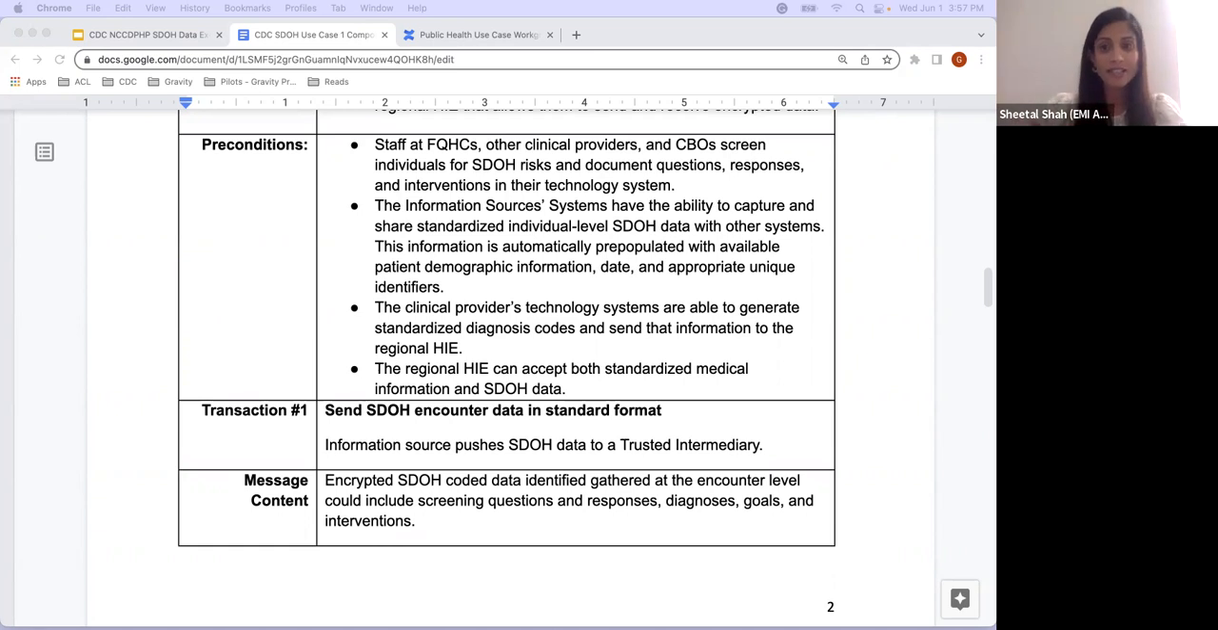And Art, thank you. I see your comment in the chat. A precondition is that all entities have signed governance agreements to enable the sharing of data, whether identified or de-identified. Great. Yes, we can definitely add that. Thank you for that. Other questions or comments? And Art, if you want to add anything else to that, please feel free as well.